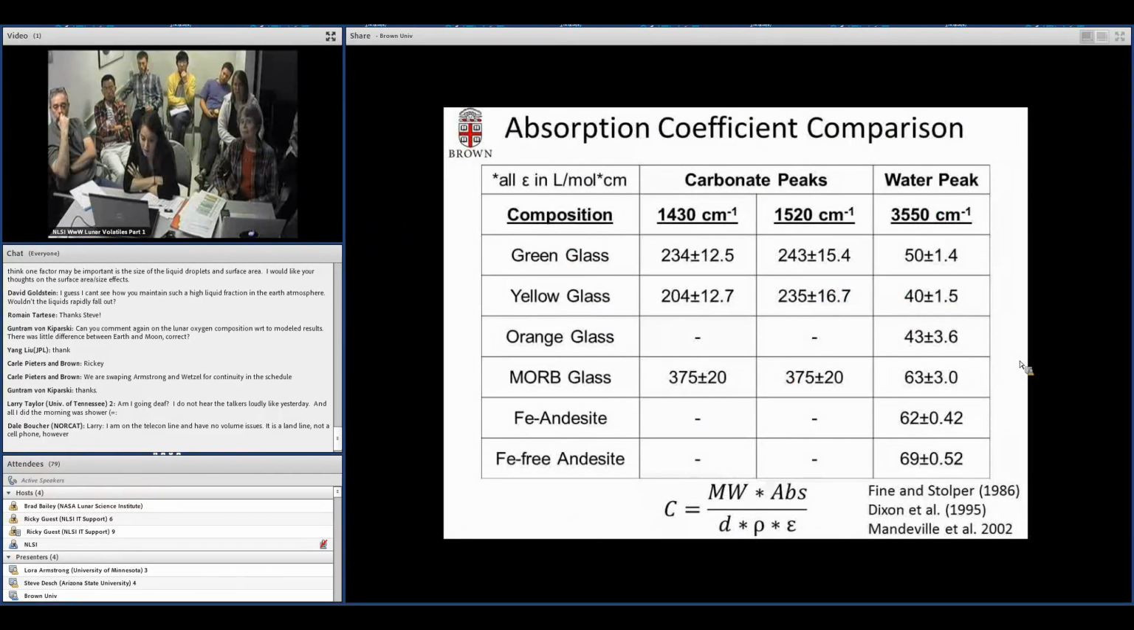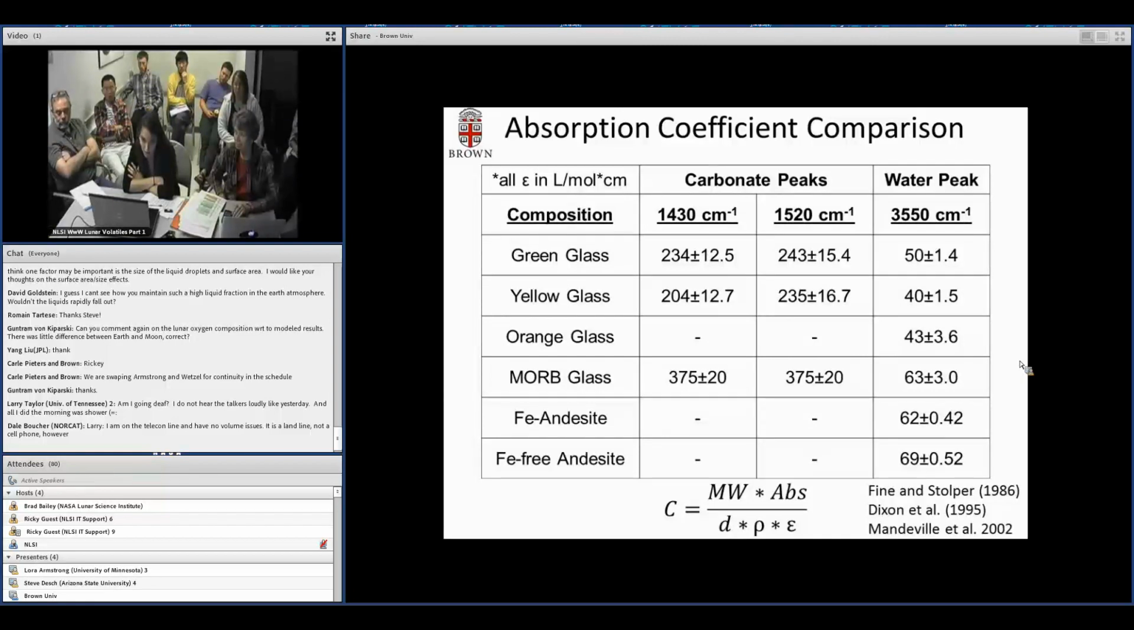And so this is a table that I've compiled of the absorption coefficients that we've calculated for the green, yellow, and orange glasses for both carbonate and water peaks, and compared this to a terrestrial MORB glass. And what you'll see is that the lunar absorption coefficient values are lower than the terrestrial coefficients. And this is significant in terms of if we want to calculate how much water there is using Beer-Lambert.